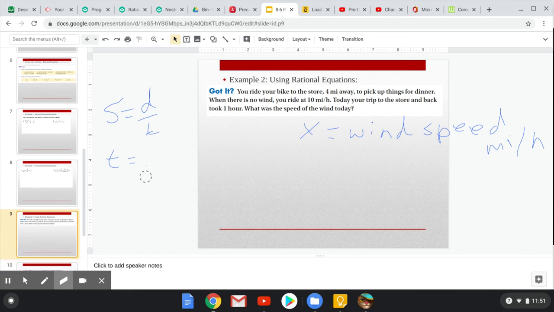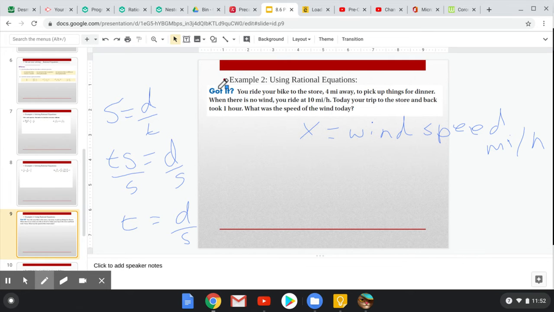Multiply both sides by time, and then I'm going to divide both sides by speed. So I'm going to get that time equals distance divided by speed. And that's going to be the formula that I'm using. I solved it for time because we're given a total time, so I want to do 1 hour equals something.